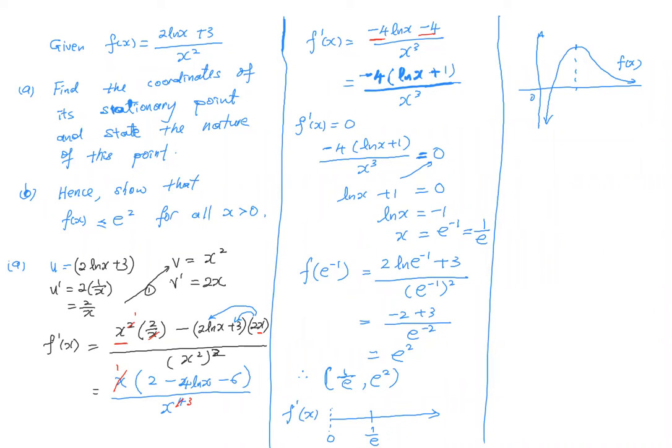What do you mean dotted? Because the domain x must be greater than 0, 0 is not part of the domain. That's why I must put a dotted line. So go up, come down. Okay. So therefore, this is a local maximum.